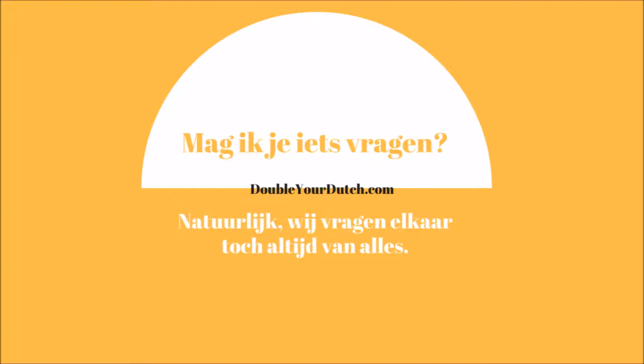We ask each other, always, altijd, van alles, everything. Van alles is like everything and nothing, right? Like, all kinds of things. En toch is like the rhetorical, right? Wij vragen elkaar toch altijd van alles. We always ask each other all kinds of things, right? So ja, natuurlijk, wij vragen elkaar toch altijd van alles.